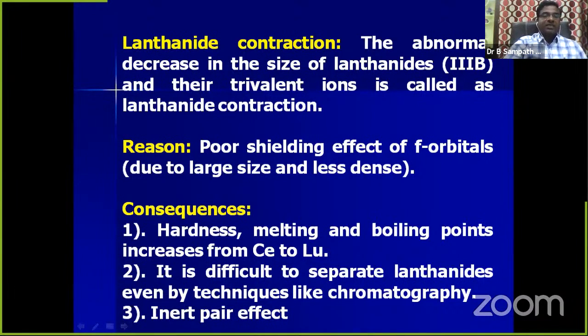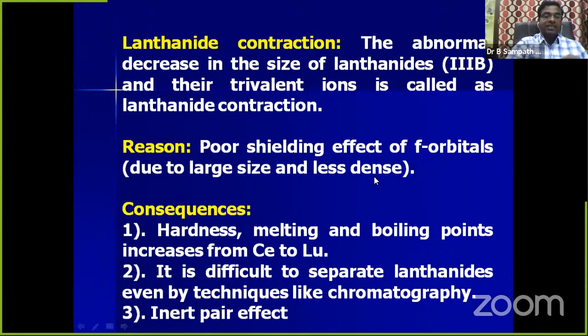Actually, children, here we have four orbitals: s orbital, p orbital, d orbital and f orbital. The s orbital is very near to the nucleus. It is smaller in size and more dense compared to p, and p is also smaller and more dense compared to d, which is also more dense and smaller compared to f. That is, f has a large size and is less dense.